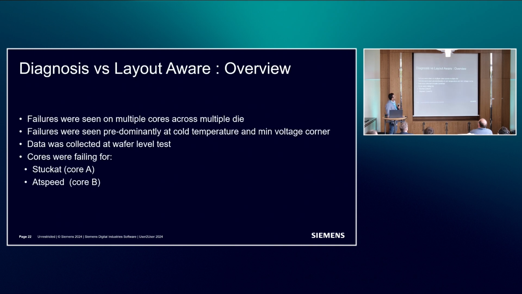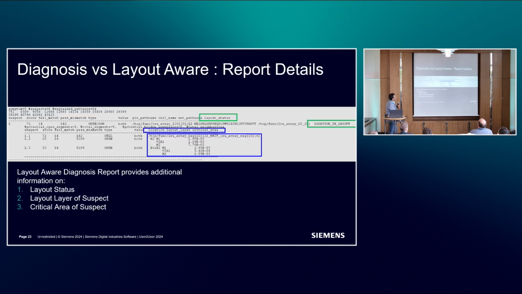So, validation in results. This is the silicon results that we have got. We have seen failures in multiple cores and multiple dies, and we have seen speed and stuck-at failures. All this data is collected from wafer level test, and it's an ongoing process as we speak. This is the sample report that we have obtained. What we are trying to highlight here is that the boxes highlight the diagnosis report with layout: the layout status, the layout of the suspect, the layer on which it is failing, and the critical area of the suspects.